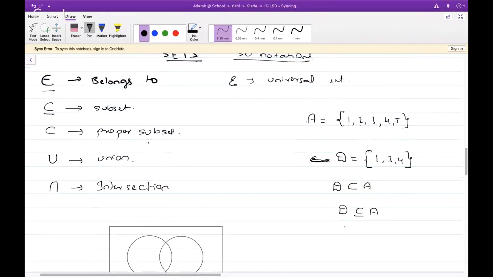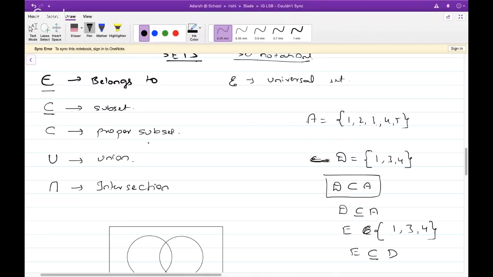Or let me take another example, E. E has the set 1, 3, and 4 again. Now E is a subset of D. So all the elements of E are also there in D, and exactly the same. So this is your subset and this is your proper subset. Proper subset means there will be at least one element which is there in A but not in D.